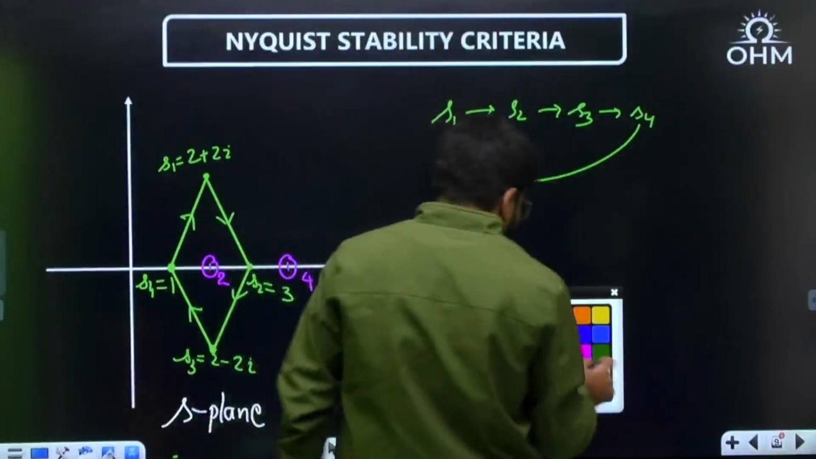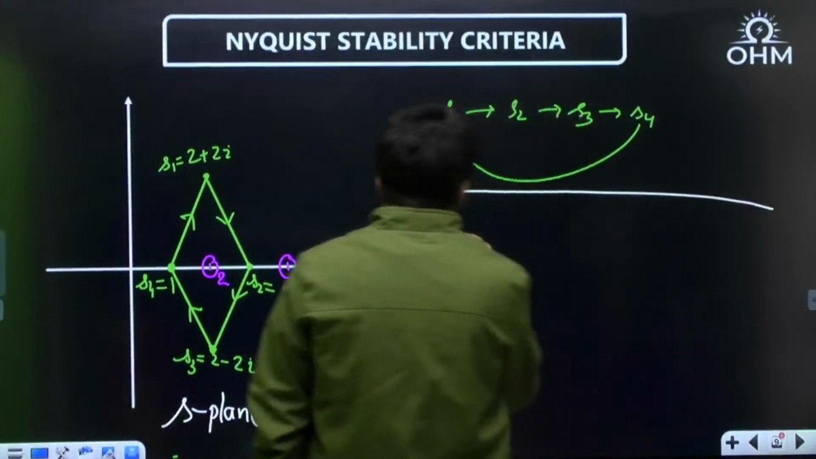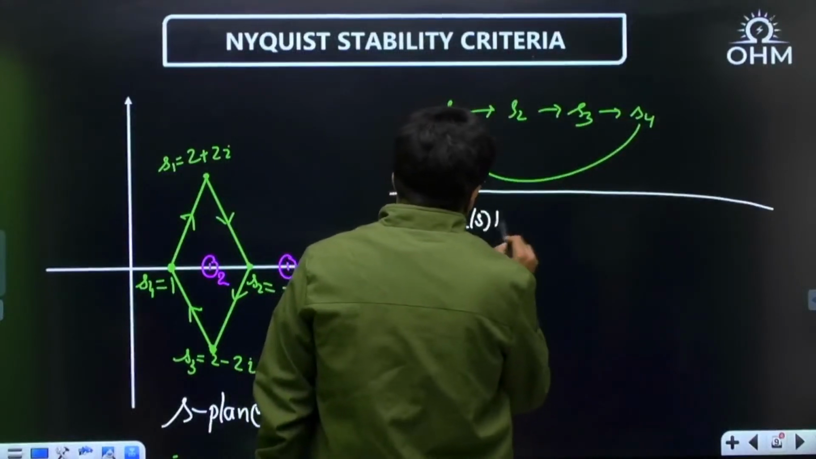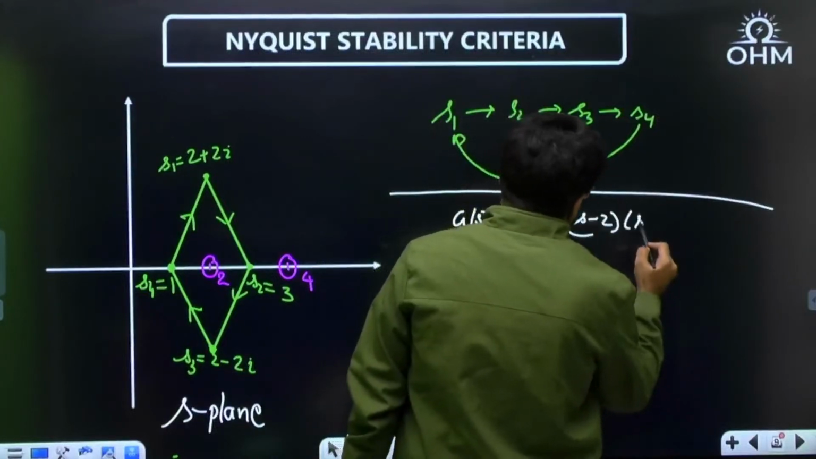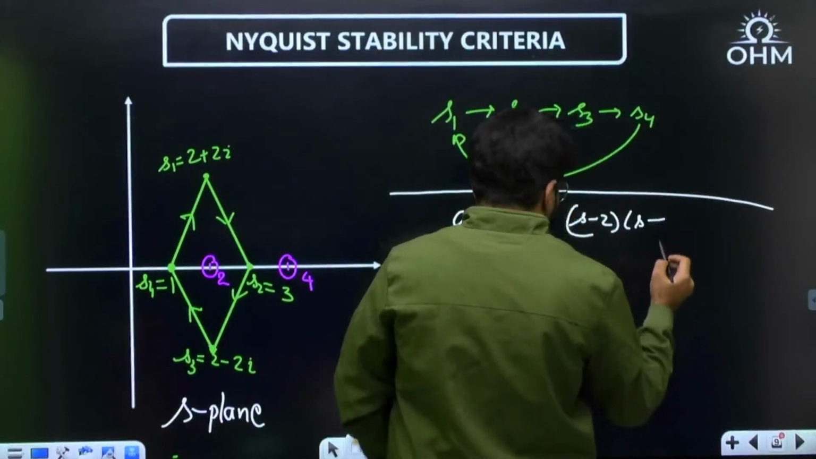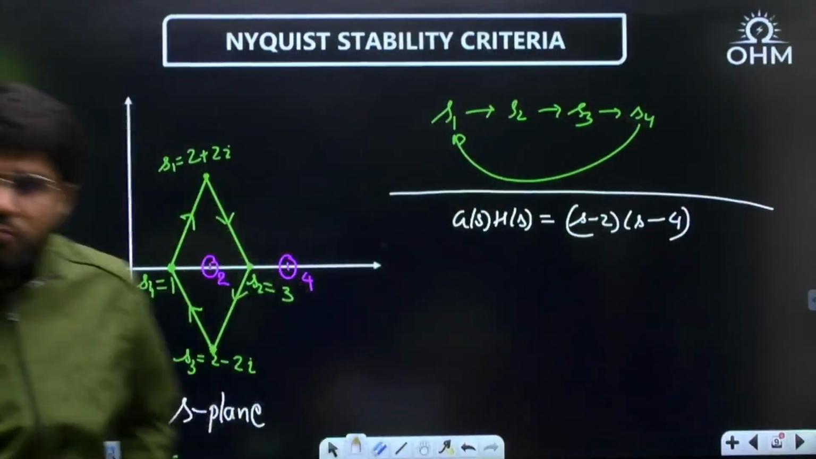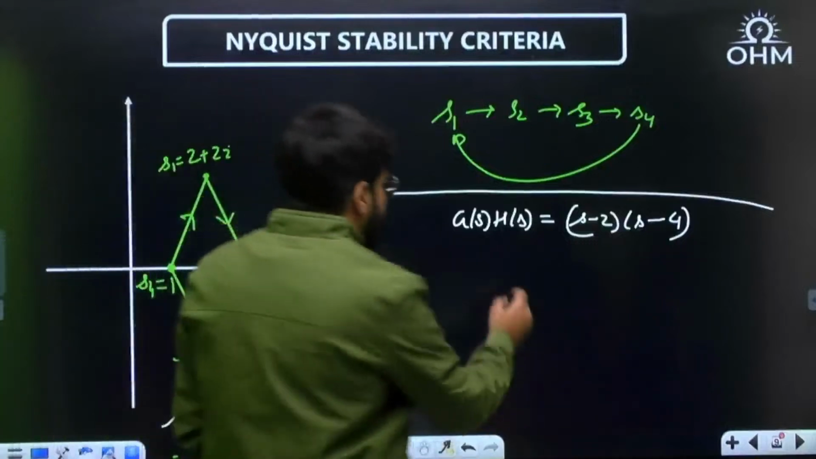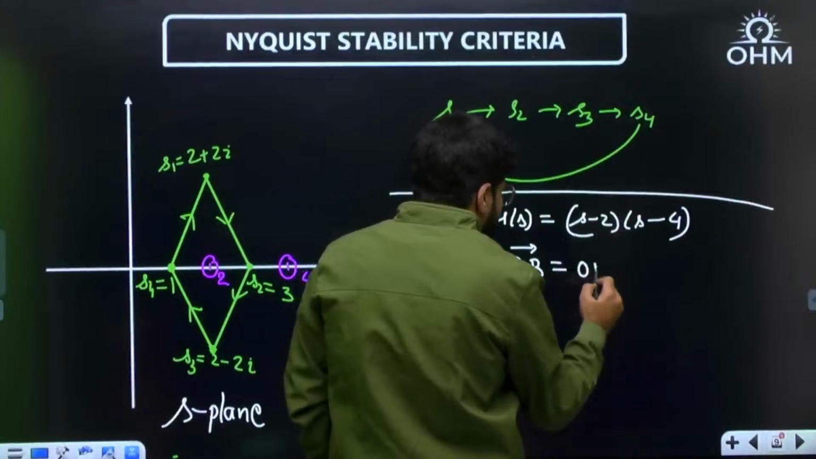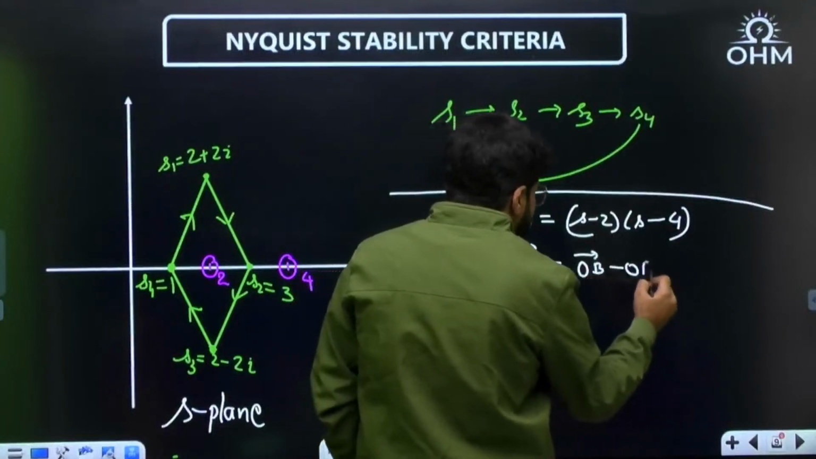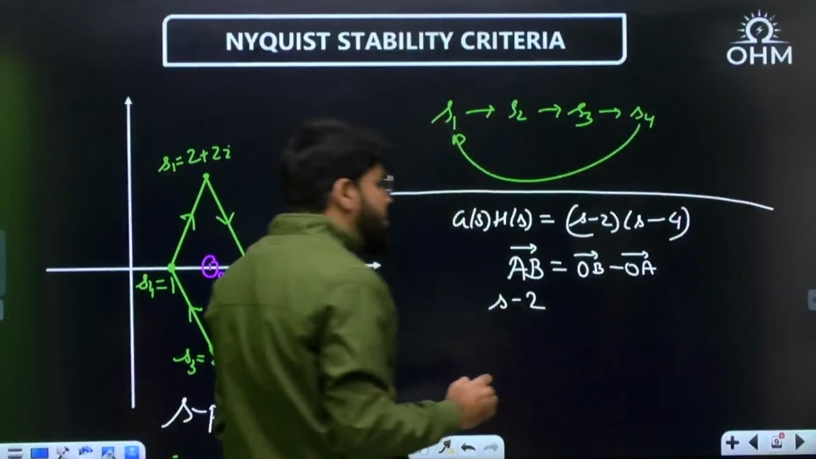Now, let us come back to the S plane and let me write down the function under discussion. What is the function we are discussing? G(S)H(S) is (S minus 2) (S minus 4). What is S minus 2, dear? When you write any vector AB, position vector of second point minus position vector of first point. So when I'm writing S minus 2, what does it mean?